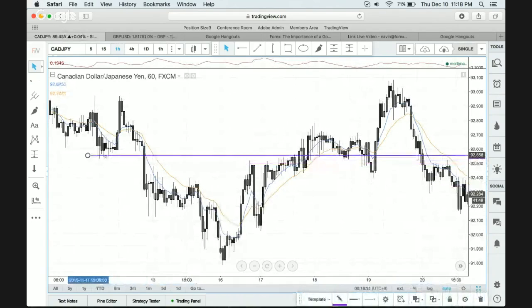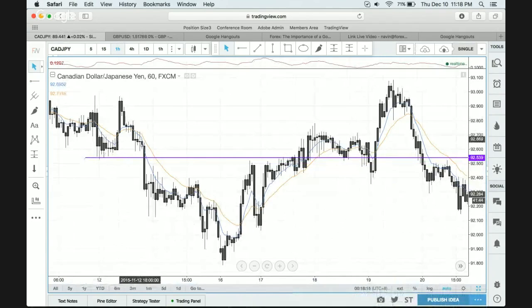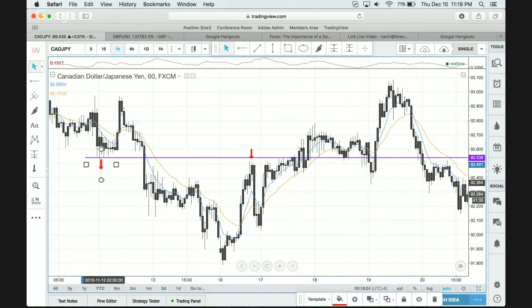Boom. Okay, here's support equals resistance, and there's a blast that goes through it, and then it comes up and uses it as resistance as well. Okay, resistance here, support here.